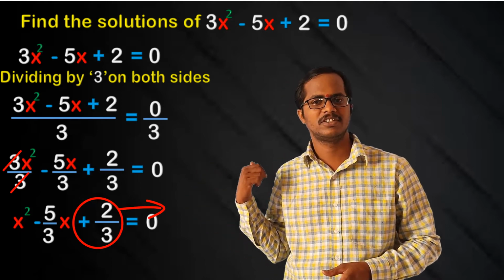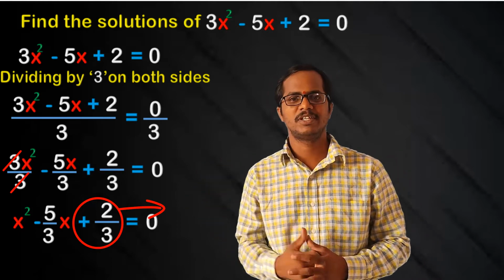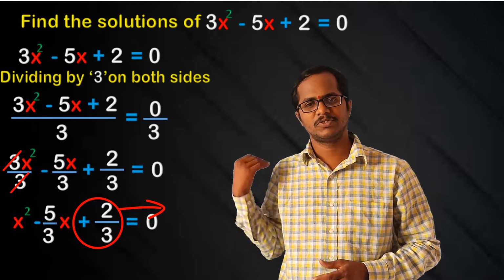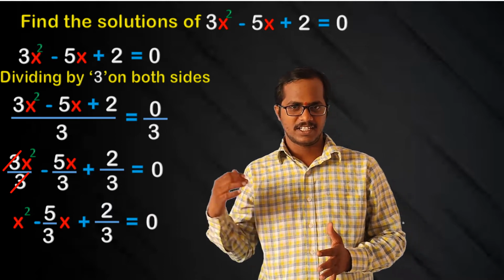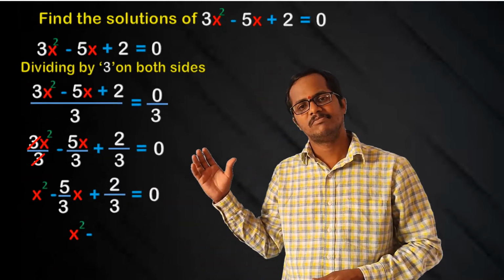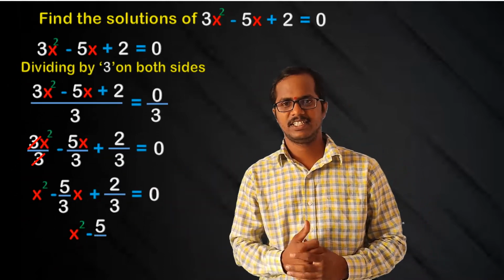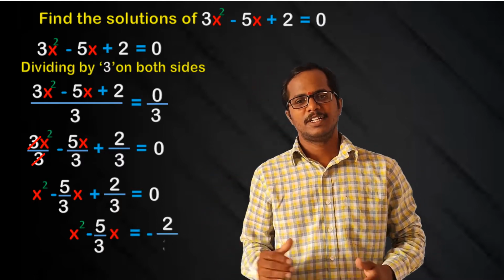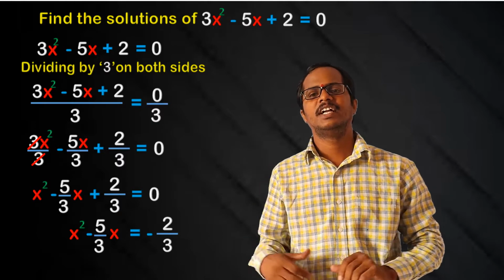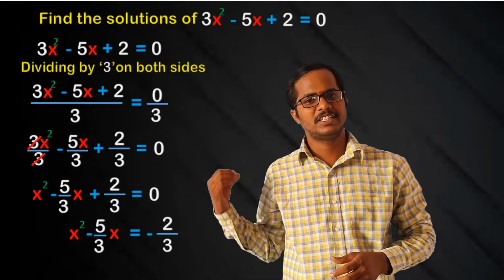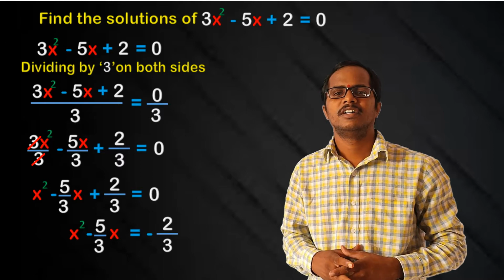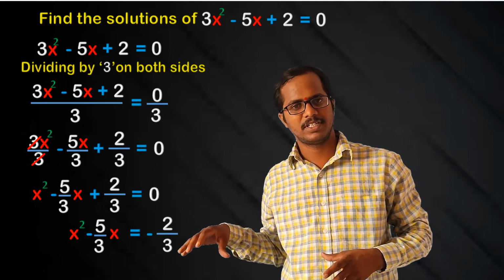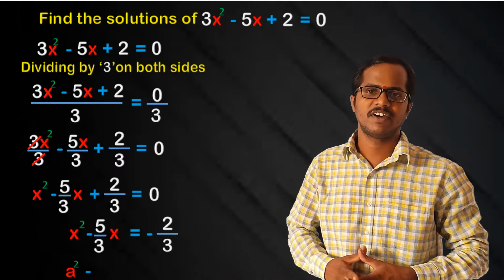If we transpose this to the right hand side, we get minus 2 by 3. So after transposing 2 by 3 to the right hand side, we get x square minus 5 by 3 x equals to minus 2 by 3. Now on the left hand side we have x square minus 5 by 3x.